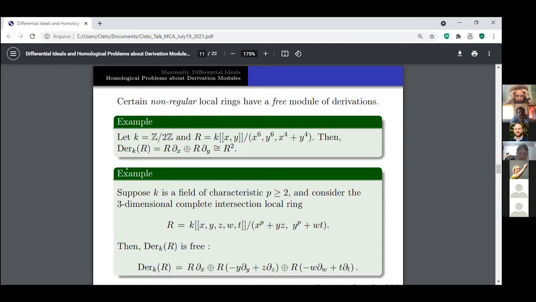But this next example is more interesting. I suppose k a field of characteristic p, positive characteristic, and consider this three-dimensional complete intersection local ring. In this case, the module of derivations is free, a basis being formed by these three derivations here. Of course, if you consider the first equation, then you have the power series ring in three variables modulo the first equation, and you still have this property: the derivation module is free, the basis being these first two guys here. But I just wanted to illustrate that this is also possible for higher codimensional complete intersections. And this can be even extended to higher codimension, not necessarily to the codimension of the complete intersection.